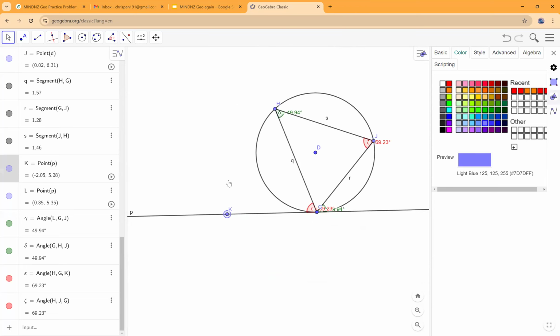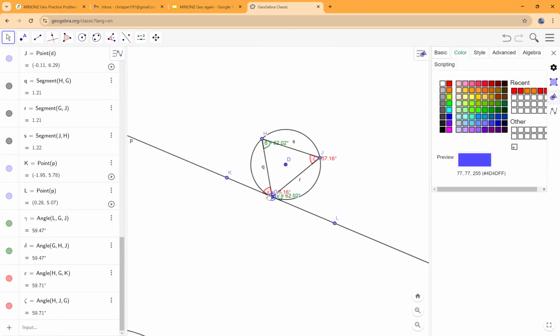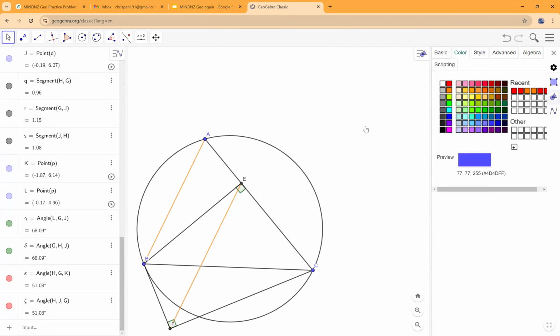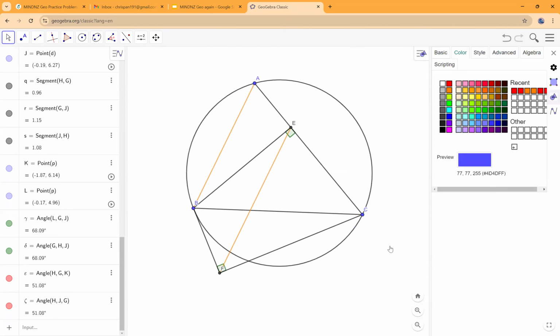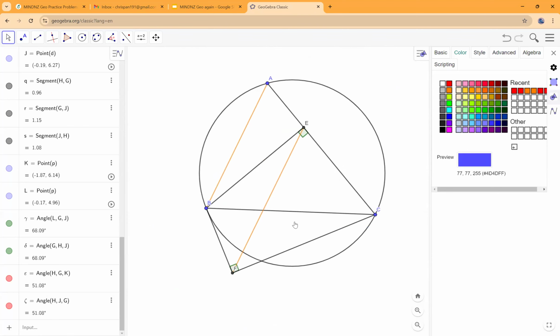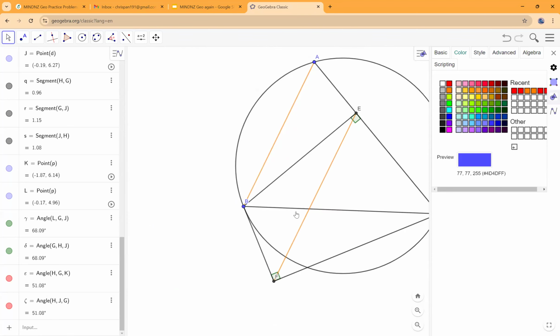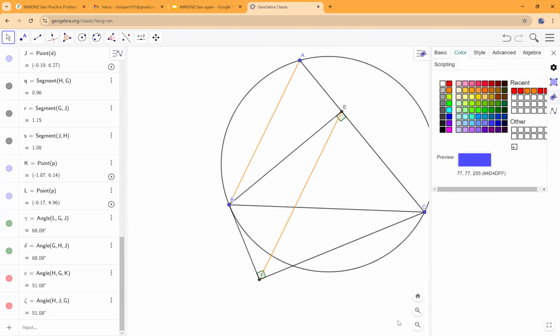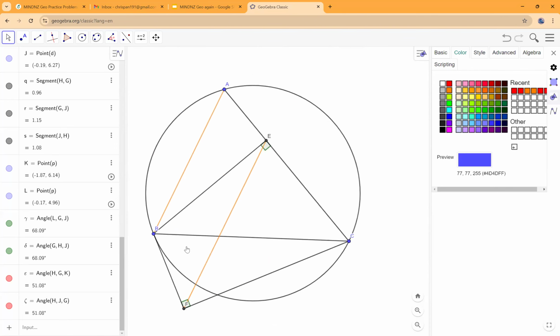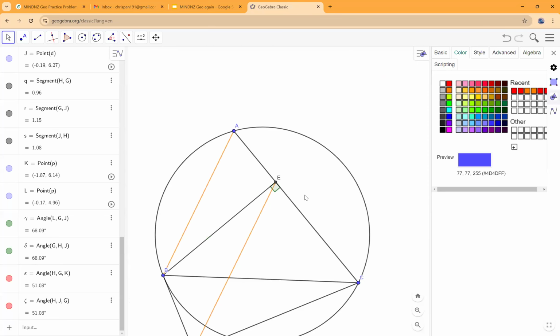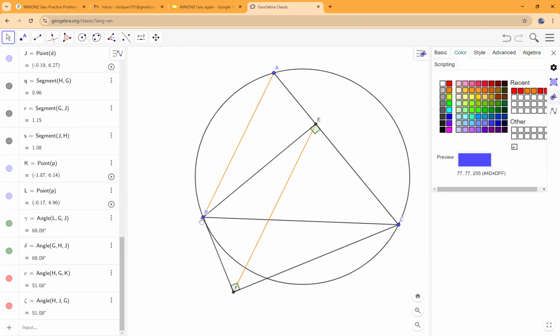Okay, so let's take this theorem and try to apply it to this problem. What angles do you guys think are equal using this theorem? Remember that this line BF is tangent to the circle at B.